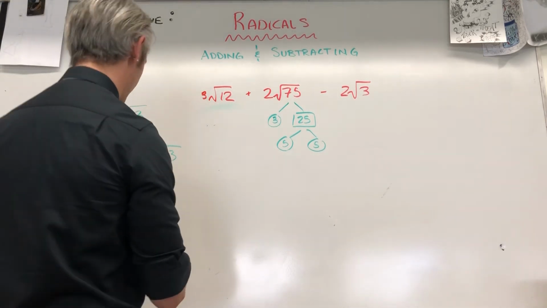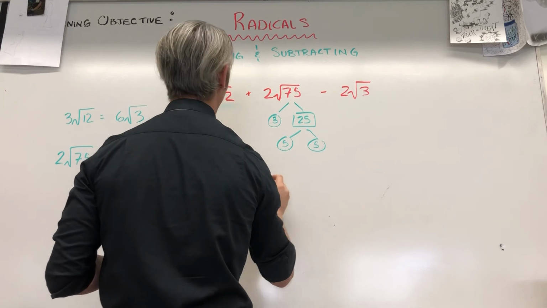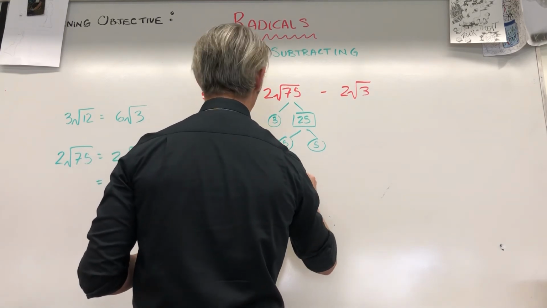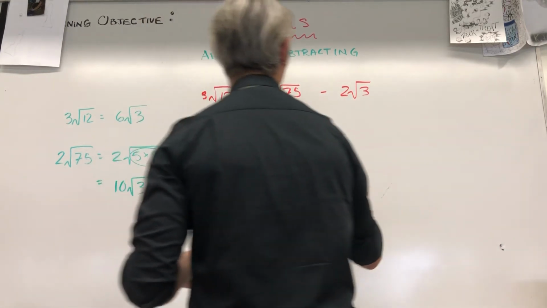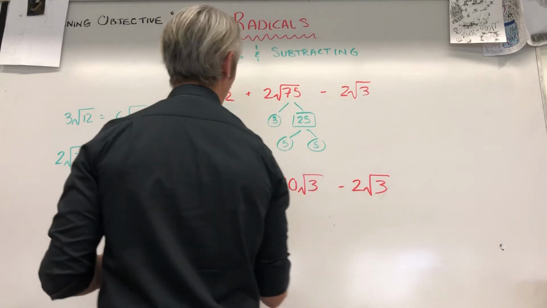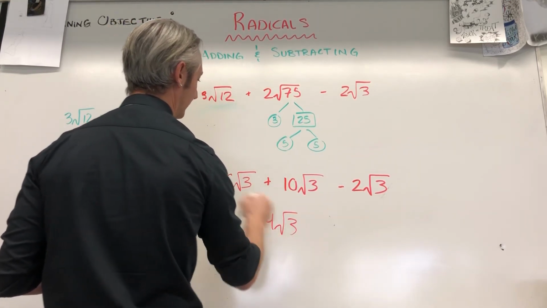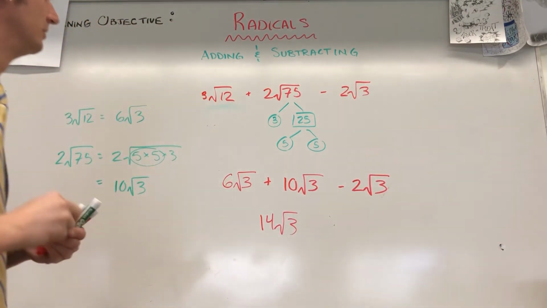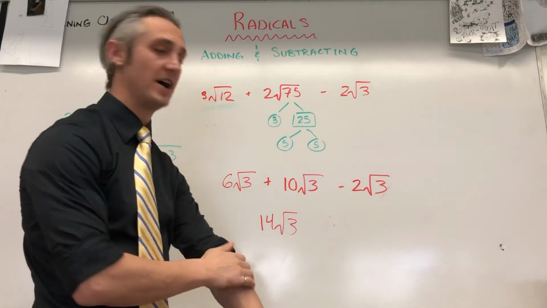So then I have all root 3s now, so I get 6 root 3 plus 10 root 3 minus 2 root 3. So to get 14 root 3, 6 plus 10 minus 2. And that's how we do addition and subtraction of radicals.